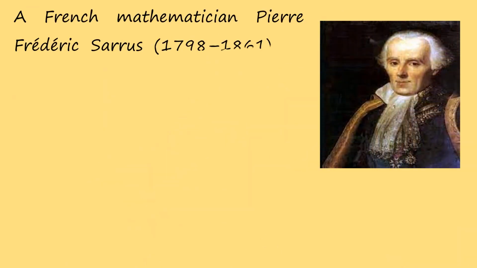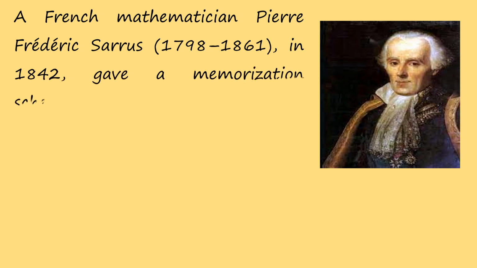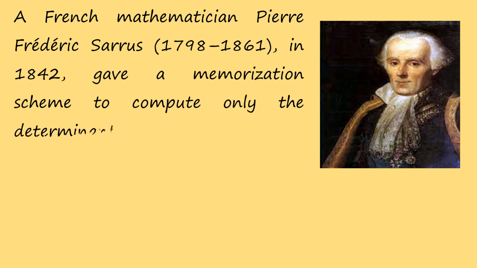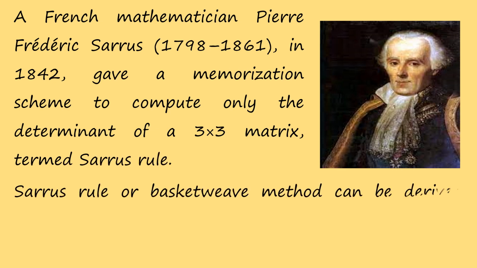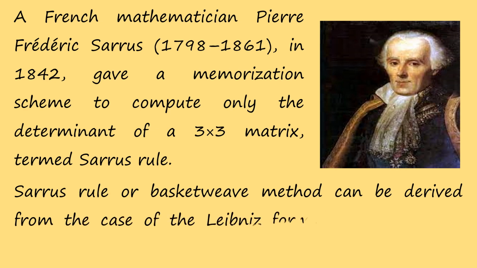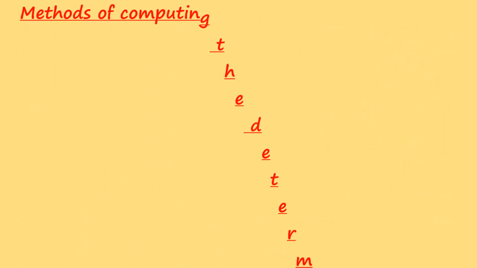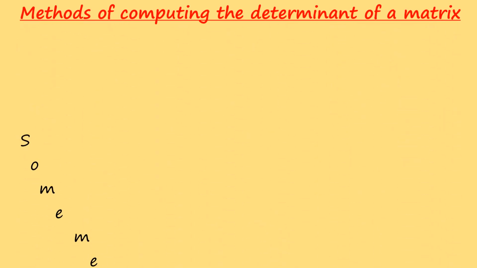A French mathematician, Pierre Frédéric Sarrus, in 1842 gave a memorization scheme to compute only the determinant of a 3x3 matrix, termed Sarrus rule. Sarrus rule, or basket weave method, can be derived from the case of the Leibniz formula and Laplace expansion. Now, let's consider some methods of computing the determinant of a matrix.